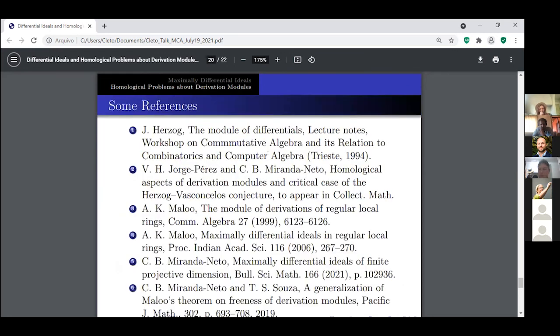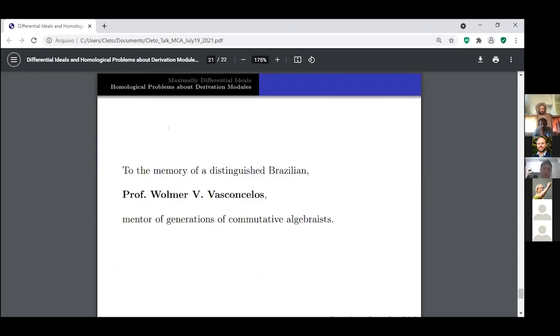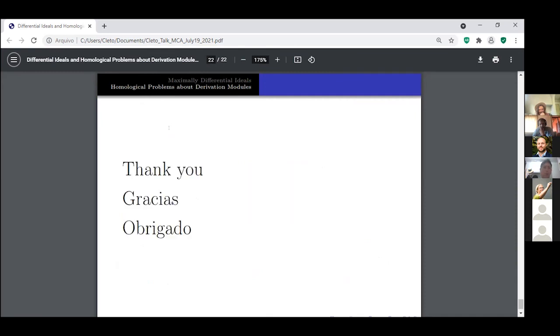These are the main references I've used. This survey by Herzog collects all of these conjectures and many other interesting things, and these are the other papers where we obtained our results. This talk is in memory of Professor Wolmer Vasconcelos, who sadly passed away a few weeks ago. Thank you very much for your attention.